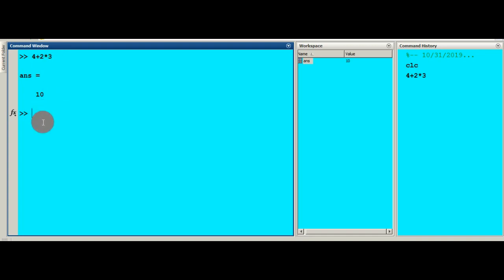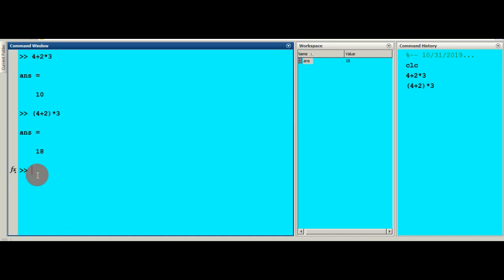Okay, now if I make a small change in the above problem, and the change is I am going to use these parentheses. So now what will be the answer? 4 plus 2 is going to be calculated first. 4 plus 2 is 6, then 6 into 3 is 18, right? So the prime concern is now whatever is inside the bracket. So when you press enter, you will get 18.